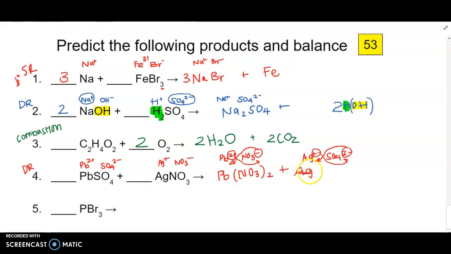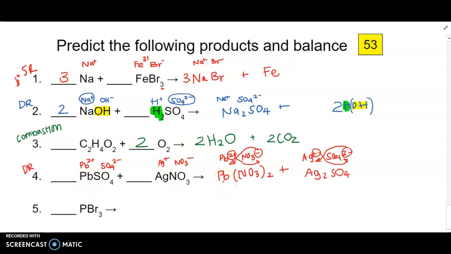give myself a little more space there. Ag2 SO4. When I go to balance, I'm going to start with my Pb. So Pb on the left, there's 1.